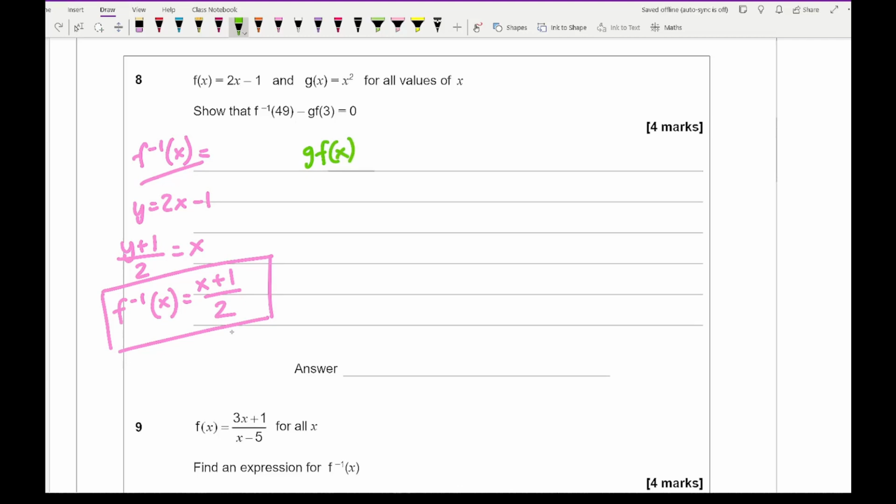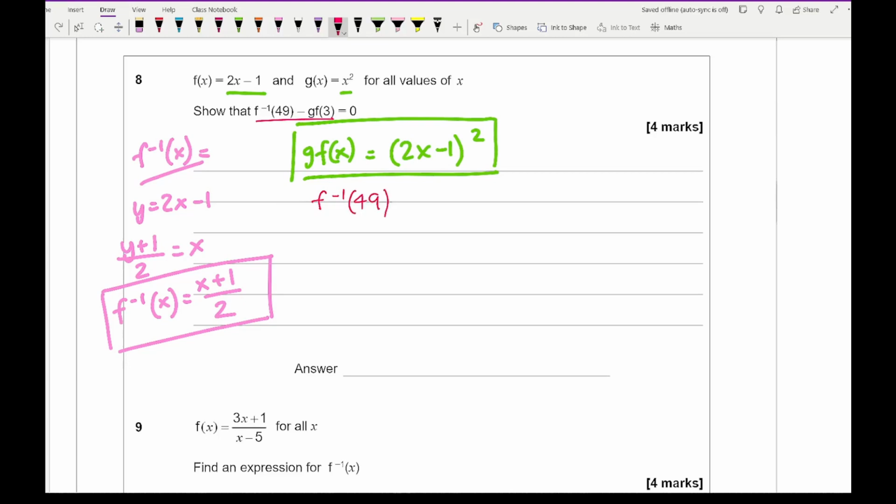Well, that's substituting f into g. So that then becomes (2x minus 1) squared, which then becomes 4x... well actually I can leave it as that. You could expand it, but just for argument's sake I'm going to leave it in this form. So then working this out, I get f minus 1 of 49 is going to equal (49 plus 1) divided by 2. So all I've done is just substituted 49 into this expression here. So that then becomes 50 divided by 2, which is 25.